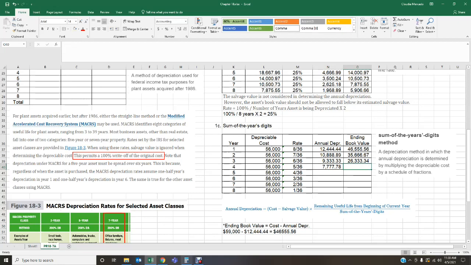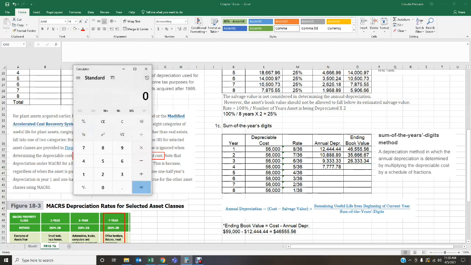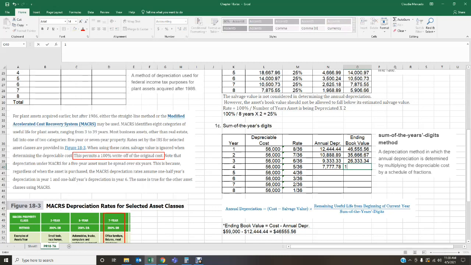Okay? To get the ending book value, we're going to get our ending book value from the last year, which was 26,333.34 minus the annual depreciation of 7,777.78. That gives me 18,555.56. Okay, so we're going to continue the same calculations.